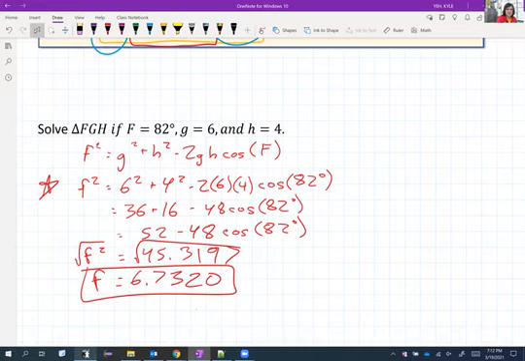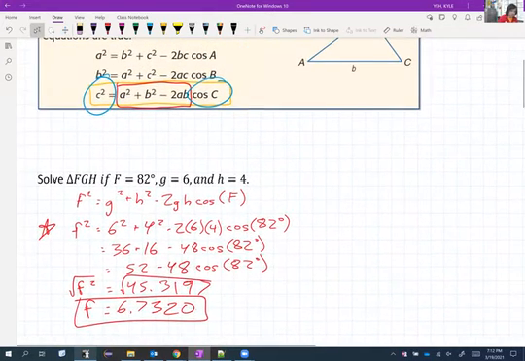So we used this equation. We plugged values in. We solved. We got F equals 6.7320. Well, now I do have a perfect pair. And so now I'm set to use law of sines, maybe to find angle G. Angle G from side length G.